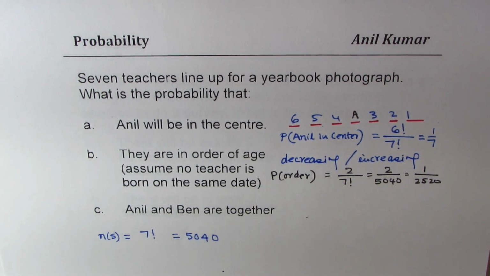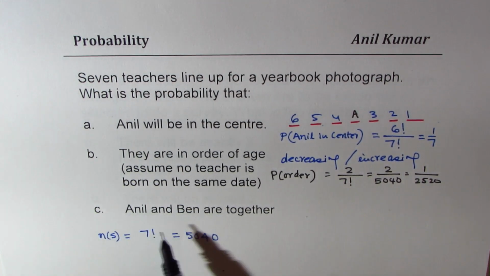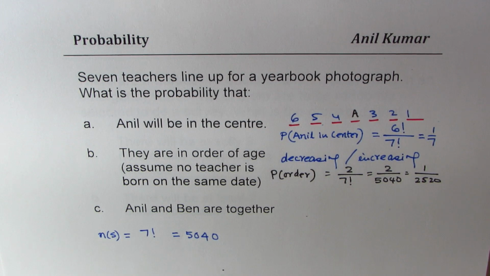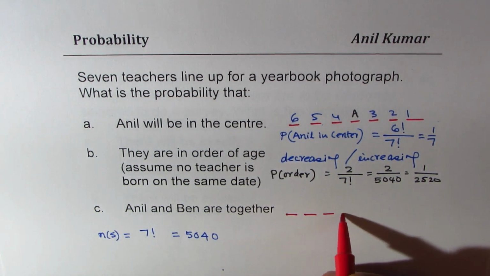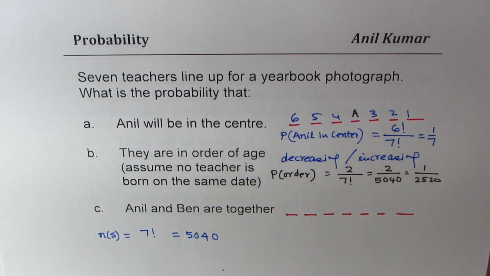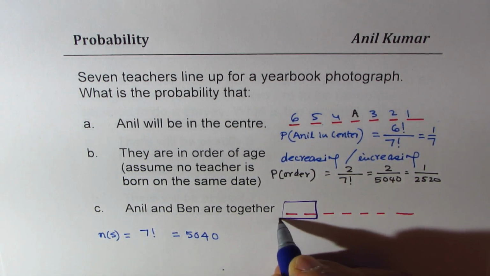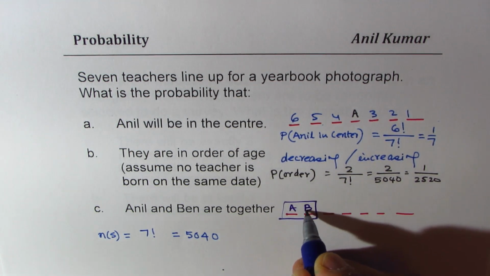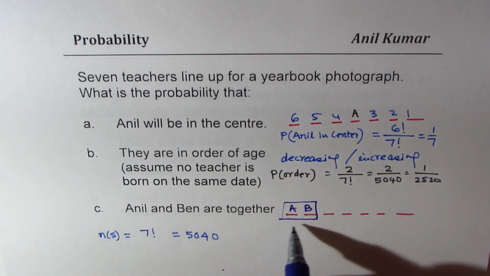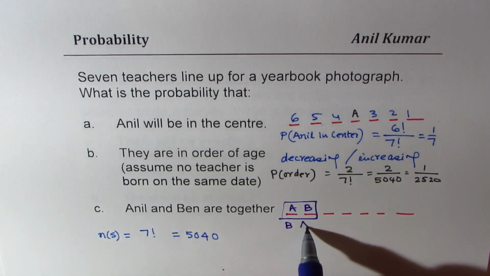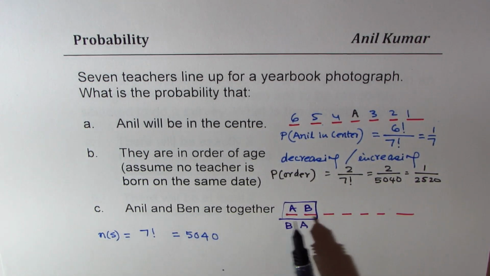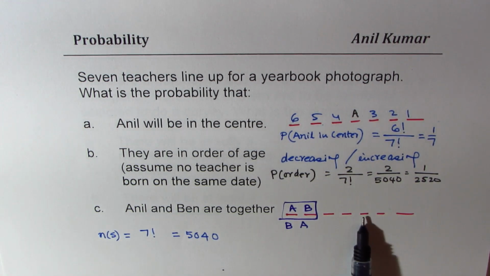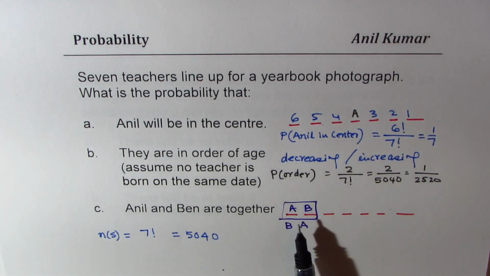Correct. The last one here is Anil and Ben are together. So we could group them, right? So we have 1, 2, 3, 4, 5, 6, 7. So let's group Anil and Ben. Anil and Ben have been grouped. Now remember, this could also be written in this form. So there are two ways of doing it. And since they have been grouped, we have 1, 2, 3, 4, 5, 6 places to choose from.